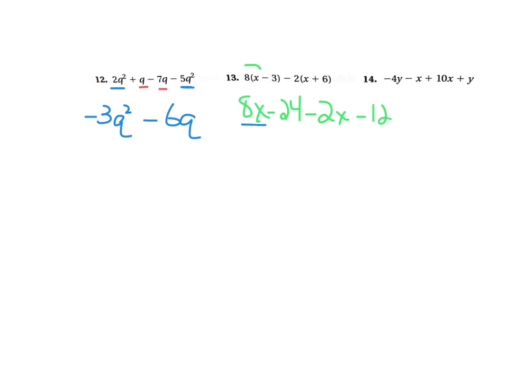Look for your like terms. There's a like term, there's a like term. 8x minus 2x is 6x. Negative 24 minus 12 is negative 36. That's as far as you can go. We'll do that last one while we're at it.